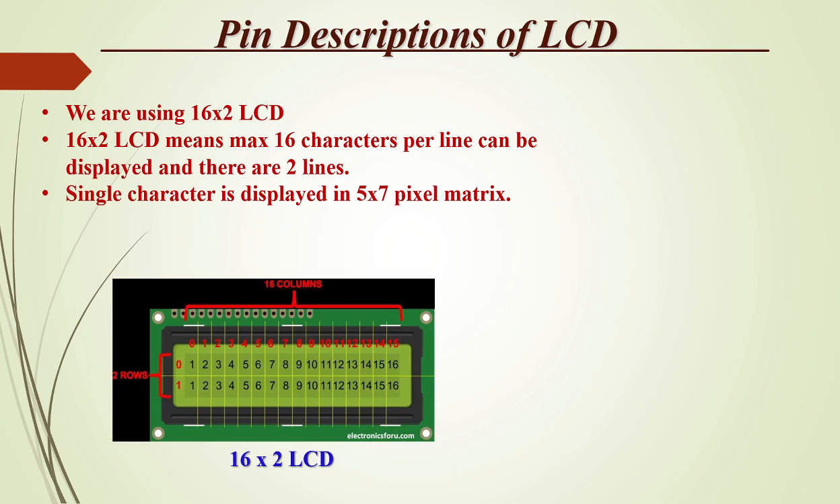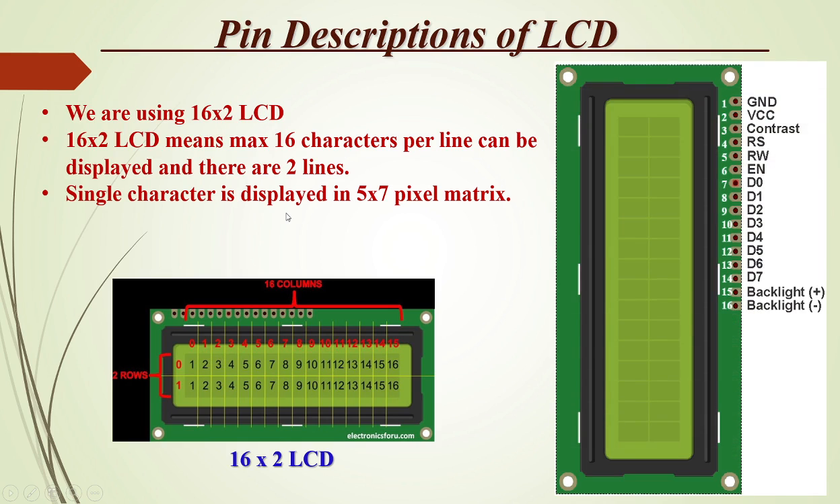So this is the LCD. These are the 2 rows, and each row will display the 16 characters. So this is from 0 to 15. So these are the 16 columns, and this is a 5 by 7 matrix. So each character will be displayed in a 5 by 7 pixel matrix.